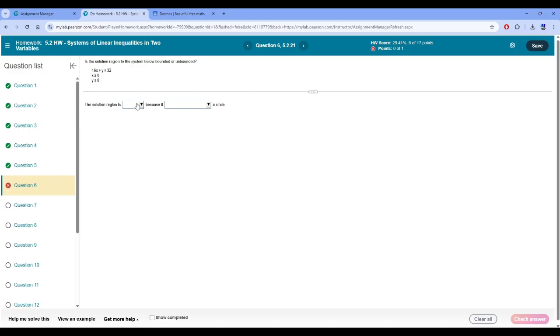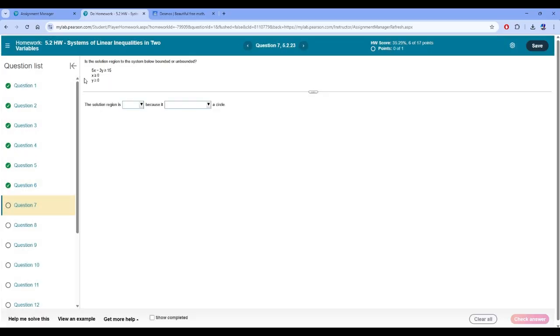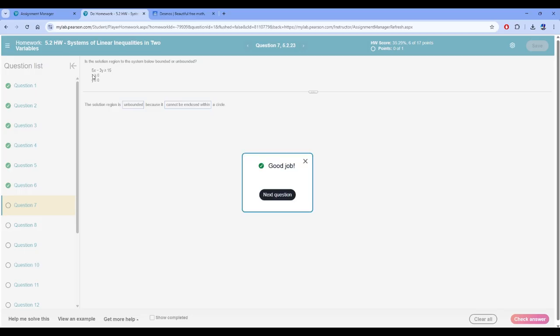X is greater than 0, y is greater than 0. It is bounded because it can be enclosed within a circle. Oh, here, because it's less than 30, 32. Yep. This one is unbounded because it cannot be enclosed within a circle. Here, this is all positive, but it's going forever up. All positives work. That's why it's unbounded.